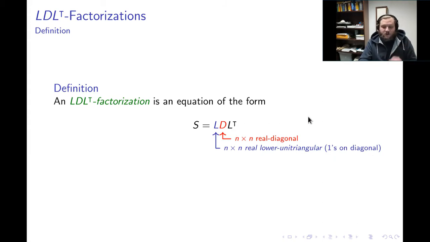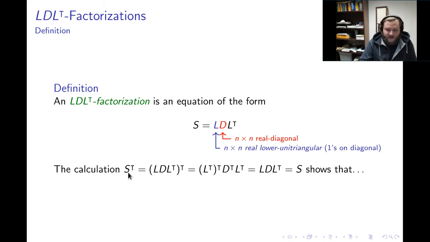Now, once I have an equation that looks like this, if we look at the transpose of S, that's the same as the transpose of L times D times L transpose. And if we use the order reversing property, that's the same thing as L transpose transpose times D transpose times L transpose. But L transpose transpose is L, and since D is a diagonal matrix, D transpose is D. So this ends up just producing S. So the point is, once I know that S is equal to L times D times L transpose, that forces S to be an n by n real symmetric matrix. So LDL transpose is something that only real symmetric matrices can have.